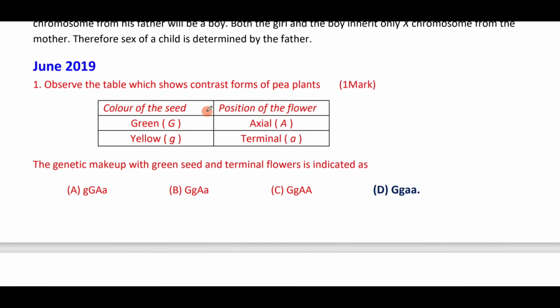Observe the following table, which shows the contrasting forms of pea plants. Color of the seed: green is capital G, yellow is small g. Position of the flower: axial is capital A, terminal is small a. Therefore, the genetic makeup with green seed will be capital G, small g, and with terminal flowers it is small a, small a. Therefore, the correct answer is option D.